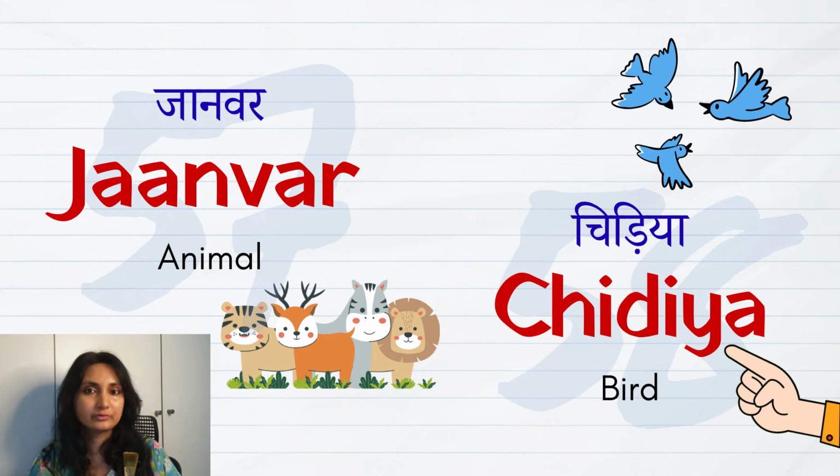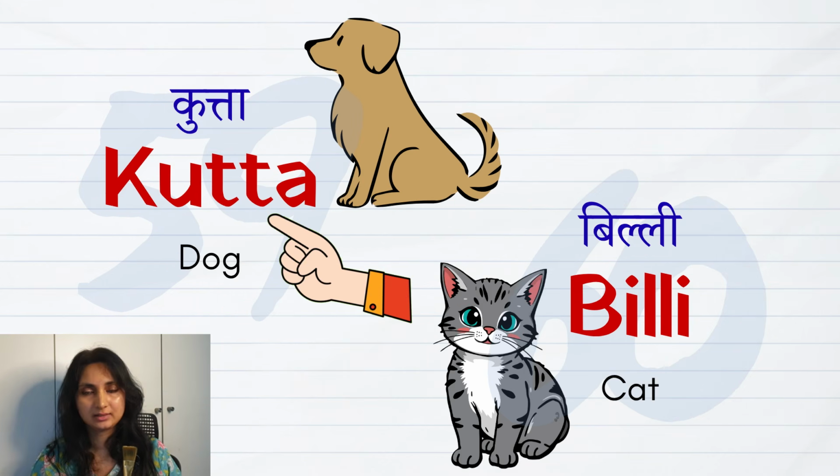So let's look at a few animals. We begin with the word for dog and cat, which is kutta and billi. Okay, kutta, and it is one dog.